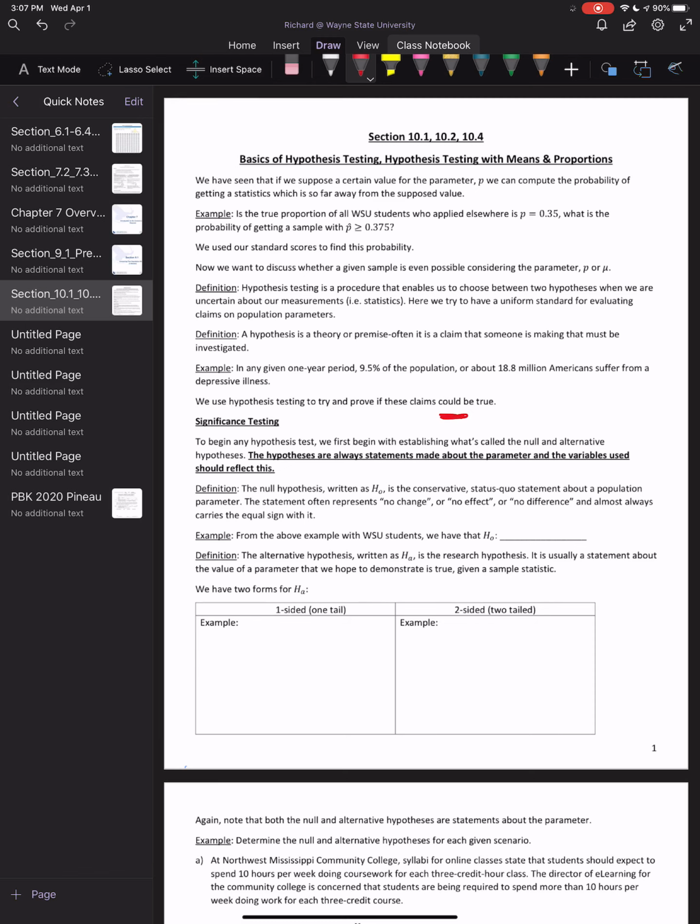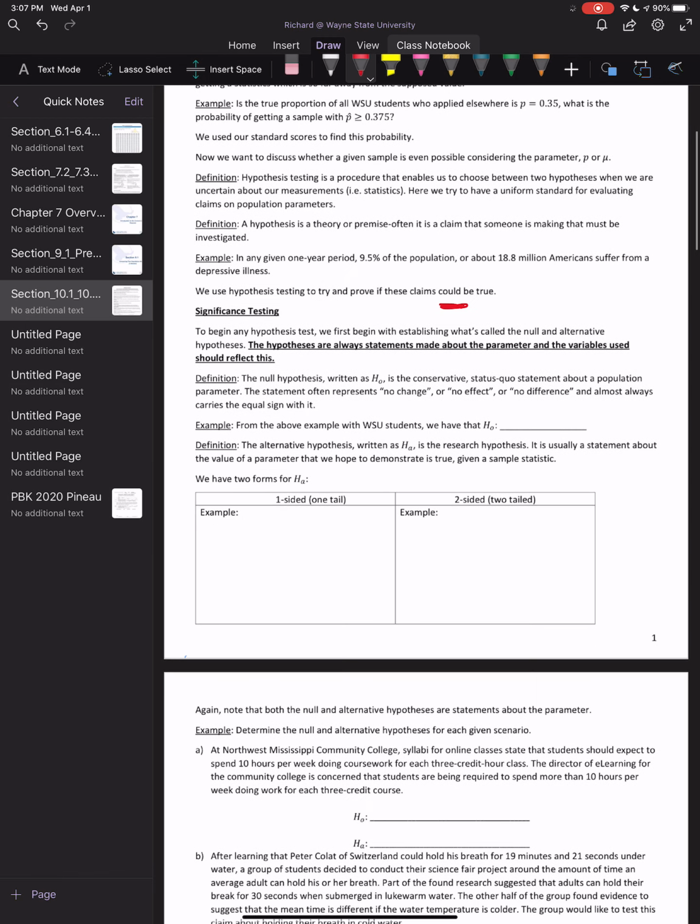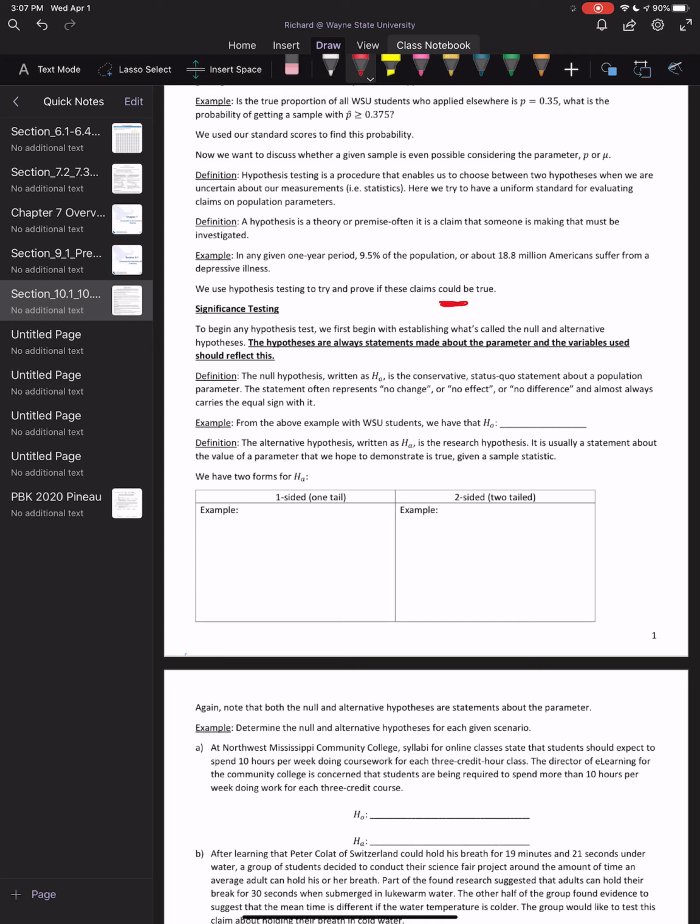Okay? All right, so we get into something called a significance test. To begin any hypothesis test, we have to establish what are called the null and the alternative hypotheses. That's a bit of a different set of vocabulary here. Now, it's very important, as you see this statement is bolded and underlined, that the hypotheses are always statements made about the parameter, and the variables used have to reflect that.